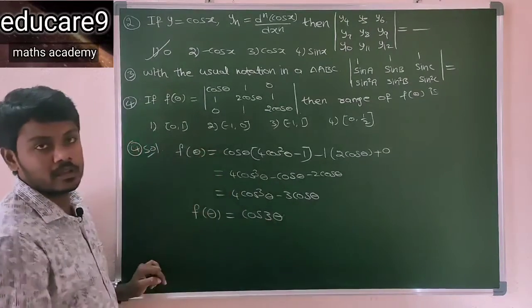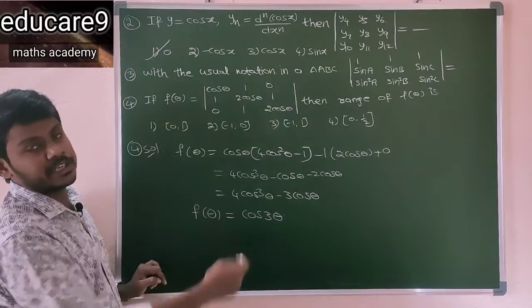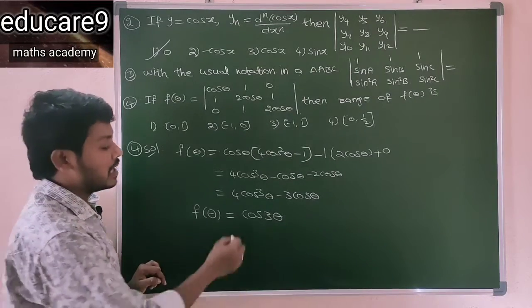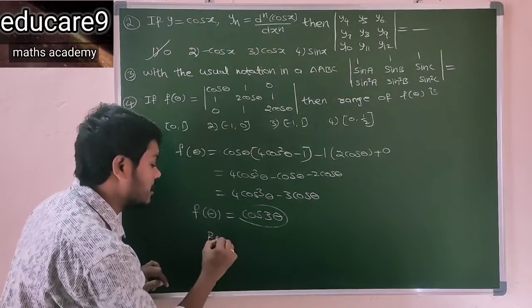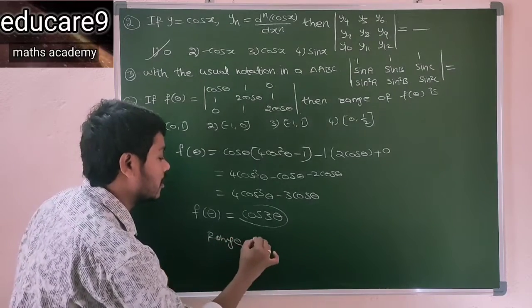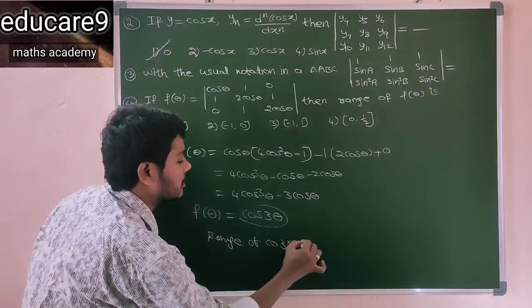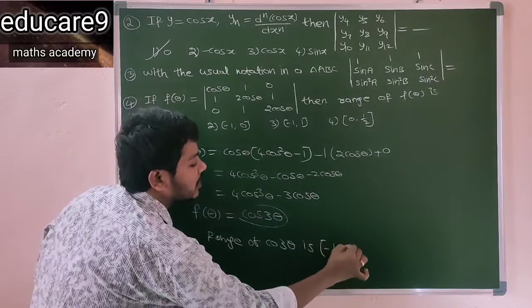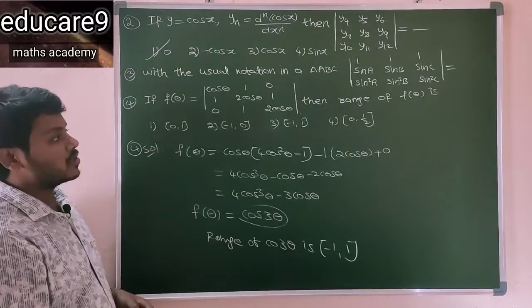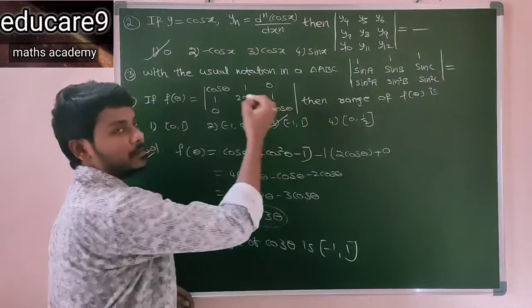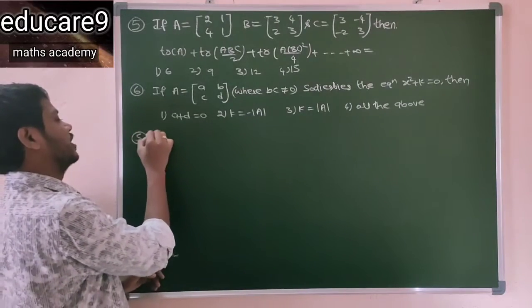So you know that the range of cos theta is what? Minus 1 to 1. Therefore, similarly, the range of cos 3 theta is minus 1 to 1. So clearly option 3. So see the fifth solution.